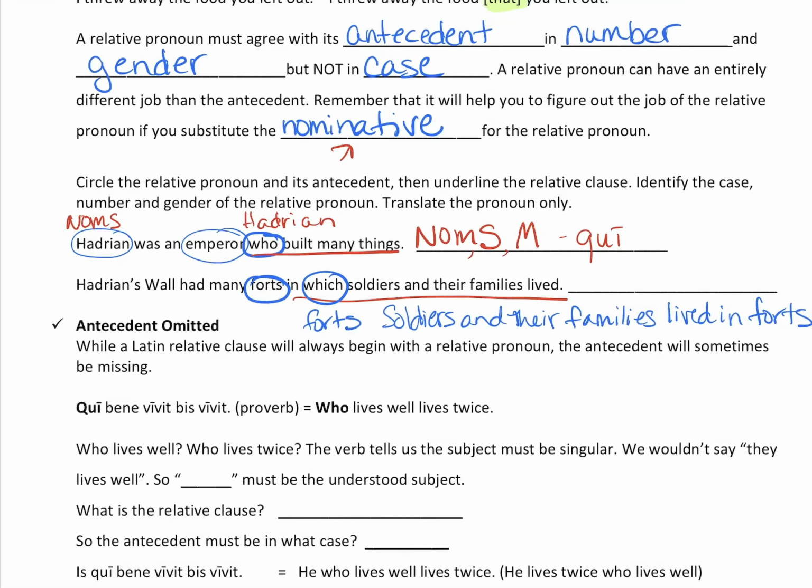What do you see already? You see already that that is a prepositional phrase, in forts. And we see that it is ablative, plural, because it's in, the word in. So already we know that it has to be ablative, plural, and if you know the word forts, it has to match, the gender of which has to match, and the gender is neuter.